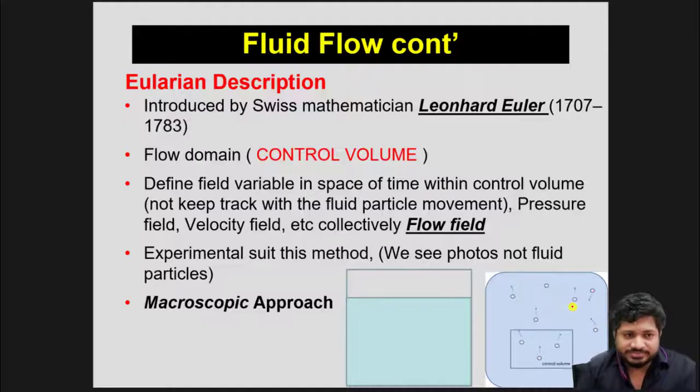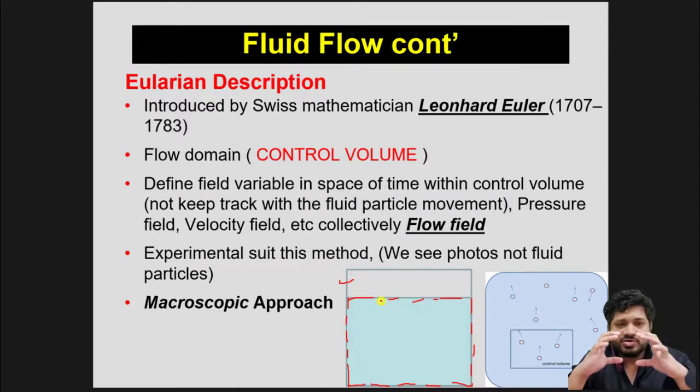Now what is the other one? The other is Eulerian description. It was introduced by the Swiss mathematician Euler. In Eulerian description, you identify a flow domain which is called a control volume. So I've got fluid, and I am going to define a control volume here. This is my observation area. Now I'm only going to focus on this control volume, neither outside nor anywhere else. Only this control volume is my focus.